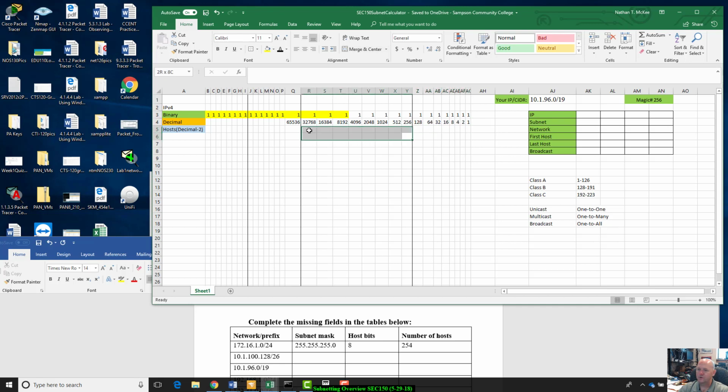256 positions, 256, 256, 256. So I'm going to put an IP in here: 10.1.96.2. You don't have to worry about that. Subnet mask 19, so all these are taken up. That's going to be 255. All of these are taken up, 255.